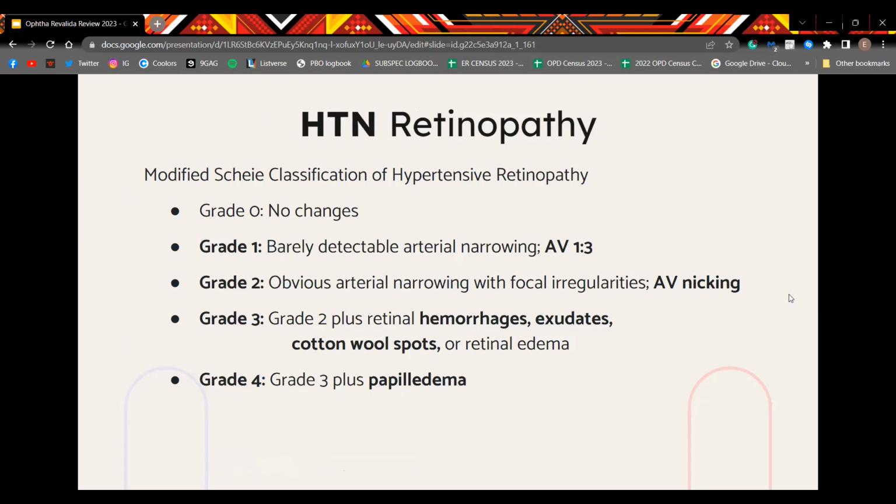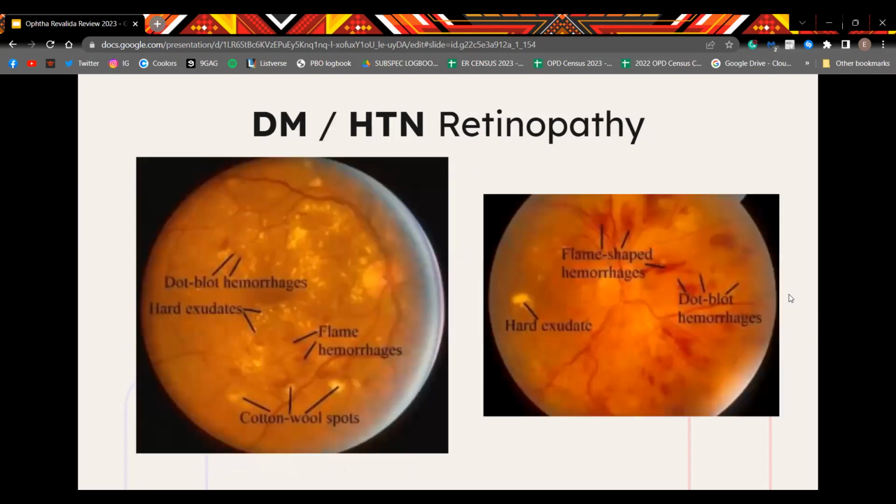Okay, so these are just pictures ng what you would see ideally sa patient with DM or hypertensive retinopathy. So you have that blot hemorrhages, hard exudates, flame hemorrhages, cotton wool spots, flame-shaped hemorrhages, hard exudates, dot blot hemorrhages. So if nakita niyo to sa direct ophthalmoscopy, edi good, no? Pero if not, then it's okay. It's not, kumbaga hindi siya yung expected na makita nyo at your level.